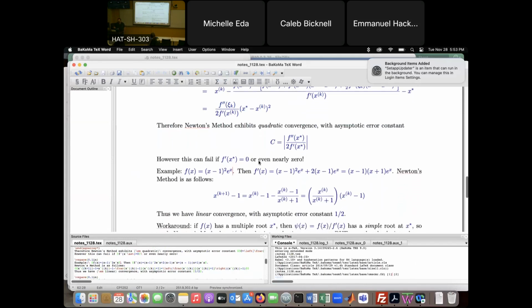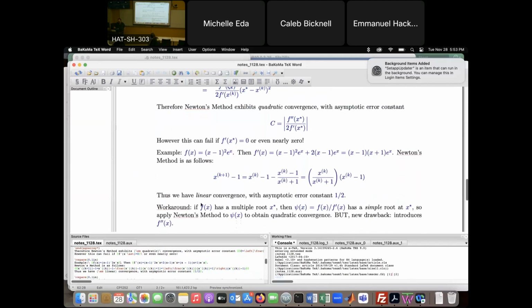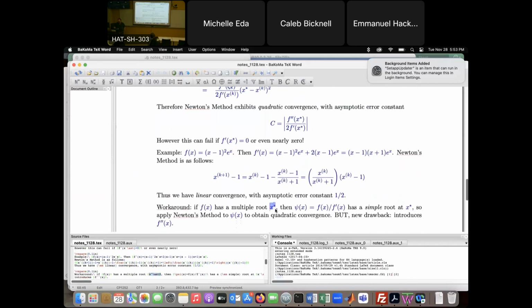Now, one thing you could do, if f has a multiple root, x star, is form this function, f divided by its derivative. So for this function, x star is a simple root, multiplicity 1. So psi prime would have a non-zero derivative at the root. So what you could do in this case is try applying Newton's method to this function instead, and then you would recover your quadratic convergence.